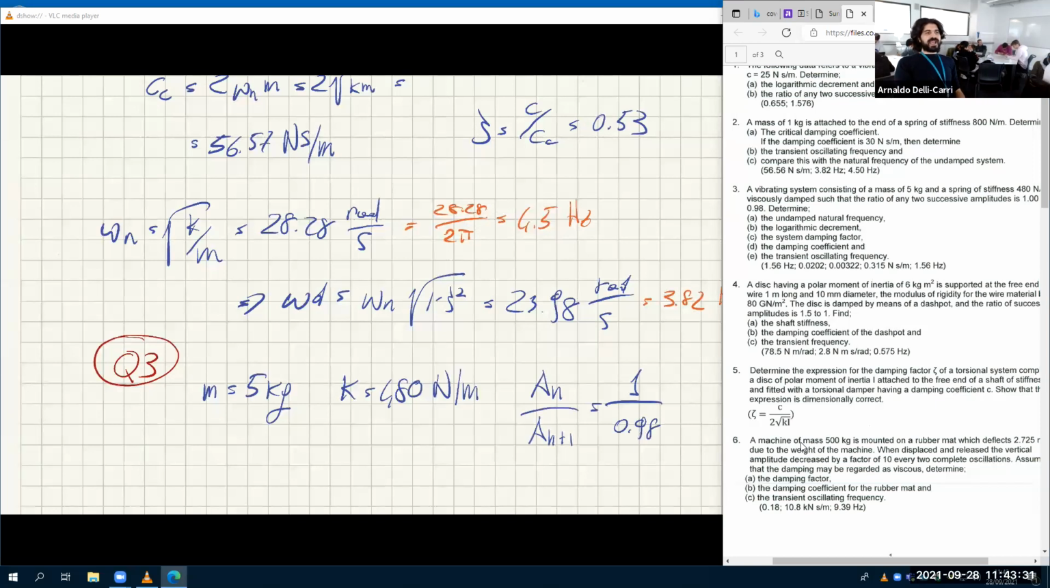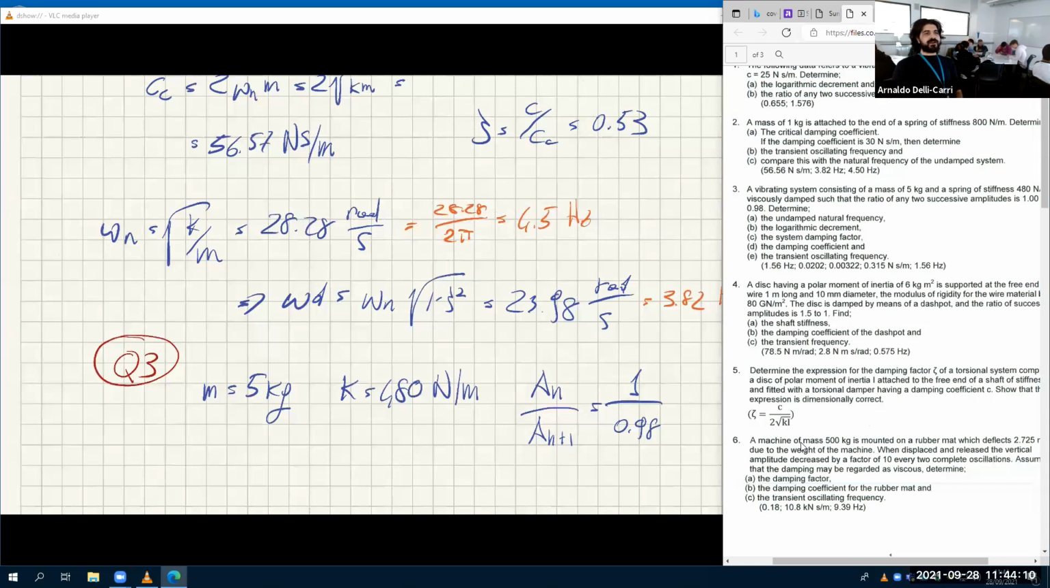Determine the undamped natural frequency, the logarithmic decrement, the system damping factor, or damping ratio, which is also called damping factor. Learn your definitions, because if we ask you for a damping coefficient, it's a different thing than if we ask for a damping factor. Of course, if you're doing the exam, this might lose you some marks. Then the damping coefficient, as you can see, and the transient oscillating frequency.